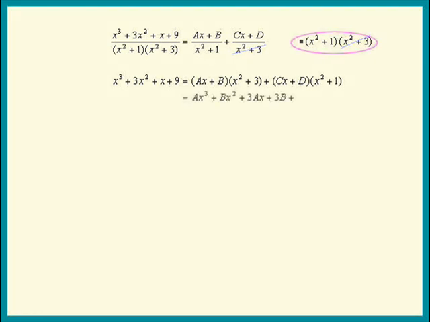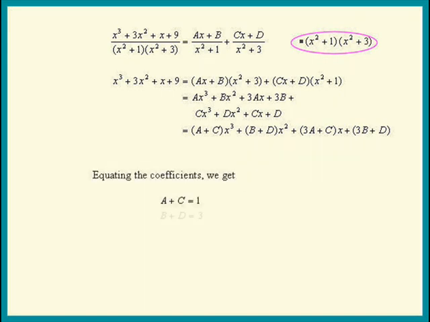Notice how I stacked the two lines to make it easier to group terms. So after grouping the like terms, we get this equation. Equating the coefficients, we get a plus c is 1, b plus d is 3, 3a plus c is 1, and the constant term 3b plus d equals 9.